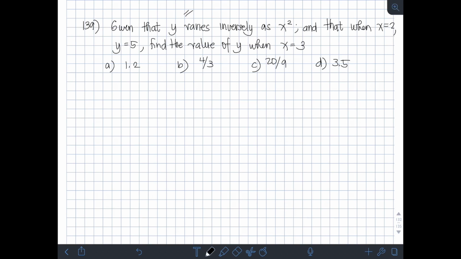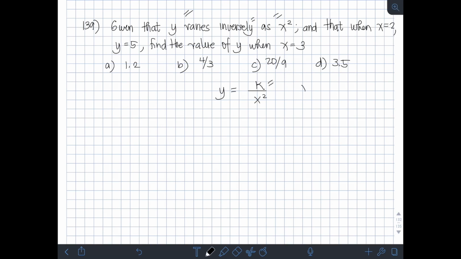Since y varies inversely as x squared, ang equation natin dyan is y is equal to constant of proportionality, let's say k. Kapag inversely, nasa denominator siya, right? So, k over x squared. Ngayon, solve natin yung k base sa given.